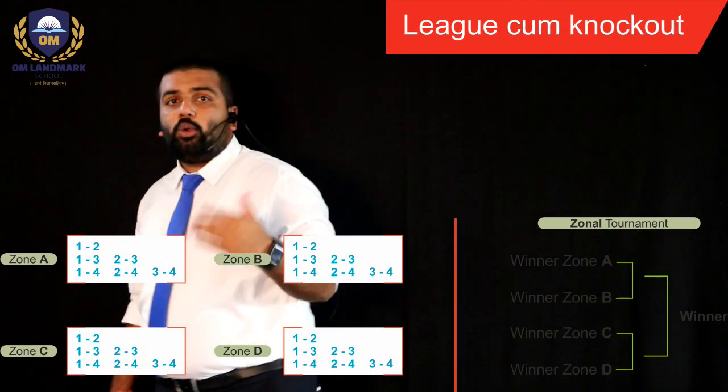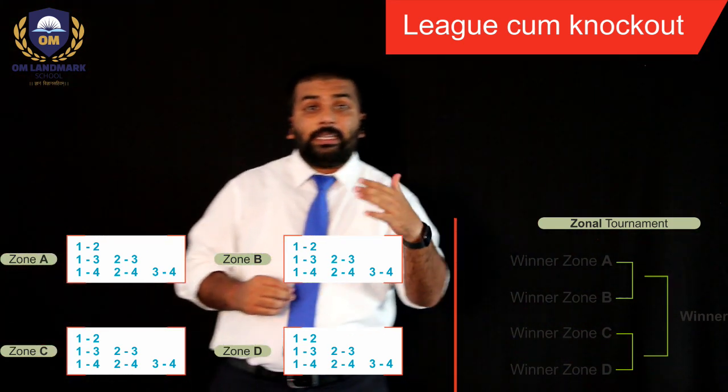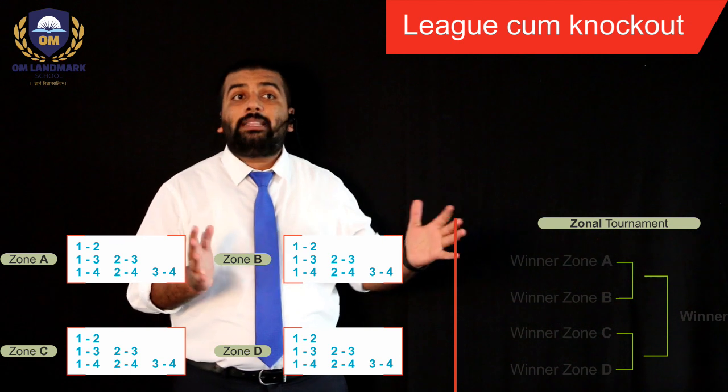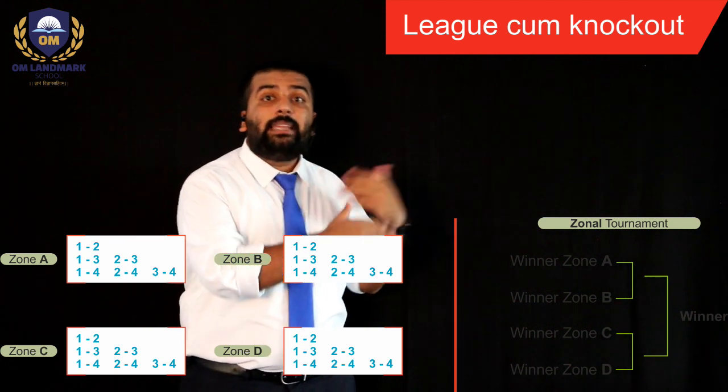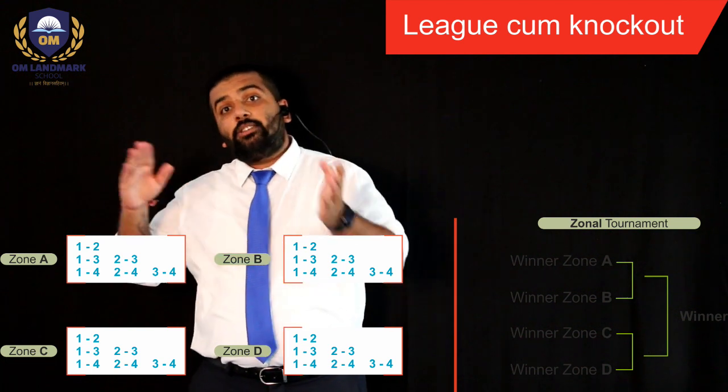League cum knockout tournament. In this, first, say Zone A, Zone B, Zone C and Zone D, all these four zones play in a league way. All the winners from these zones play in the interzonal tournament in a knockout format.